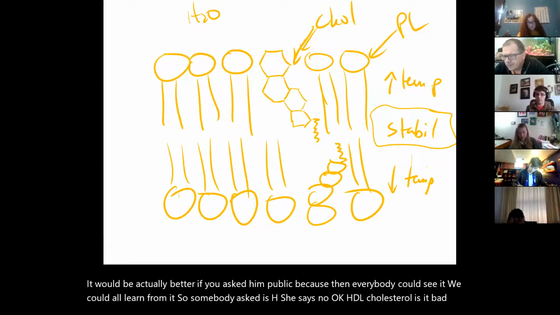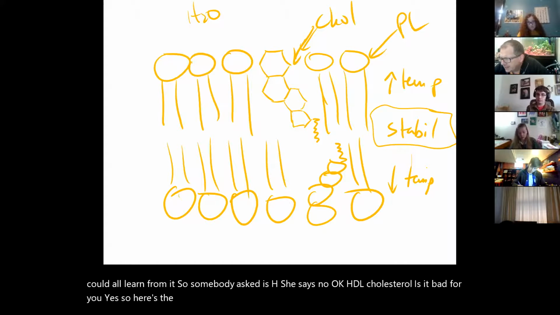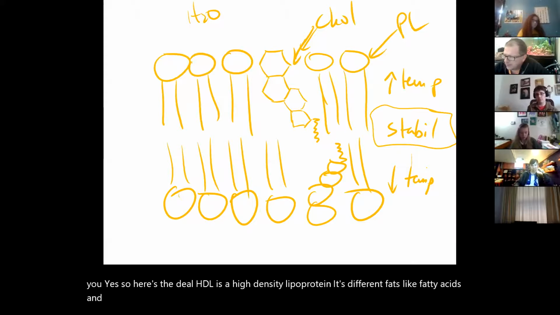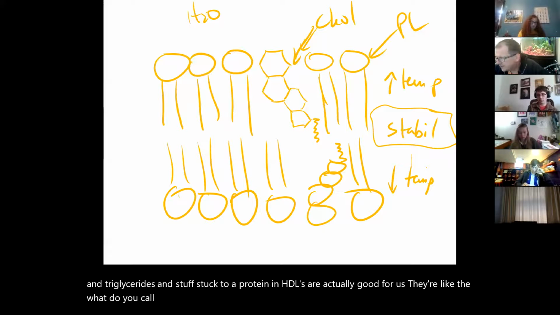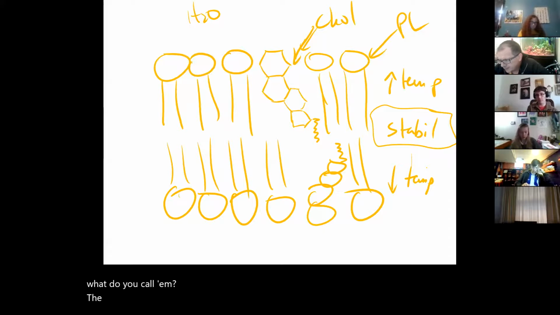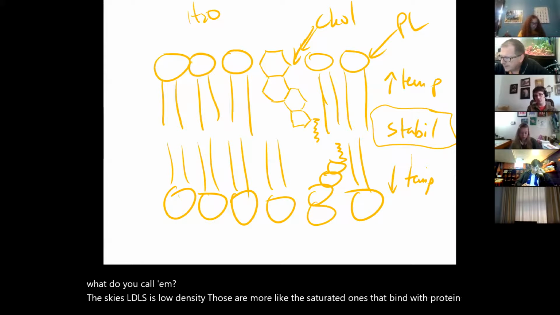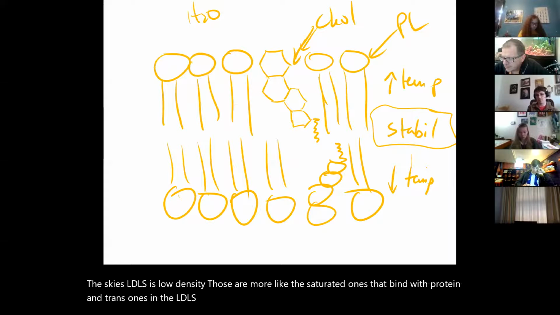Yes. So here's the deal. HDL is a high density lipoprotein. It's different fats like fatty acids and triglycerides and stuff stuck to a protein. And HDLs are actually good for us. They're like the cis guys. LDLs is low density. Those are more like the saturated ones that bind with protein and trans ones. And the LDLs are unhealthy and cause heart disease.